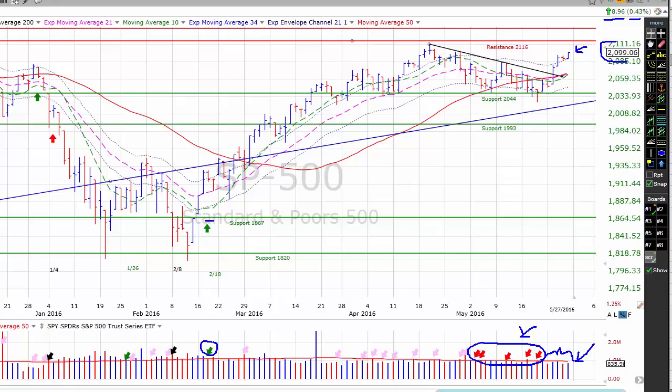Our market timing model is indicating a margin signal on the market. I'm sorry, on the S&P 500. Right now the S&P is bracketed by support down here in the 2044 area and resistance up here in the 2116 range. We'll see if we can take this area of resistance out this week.